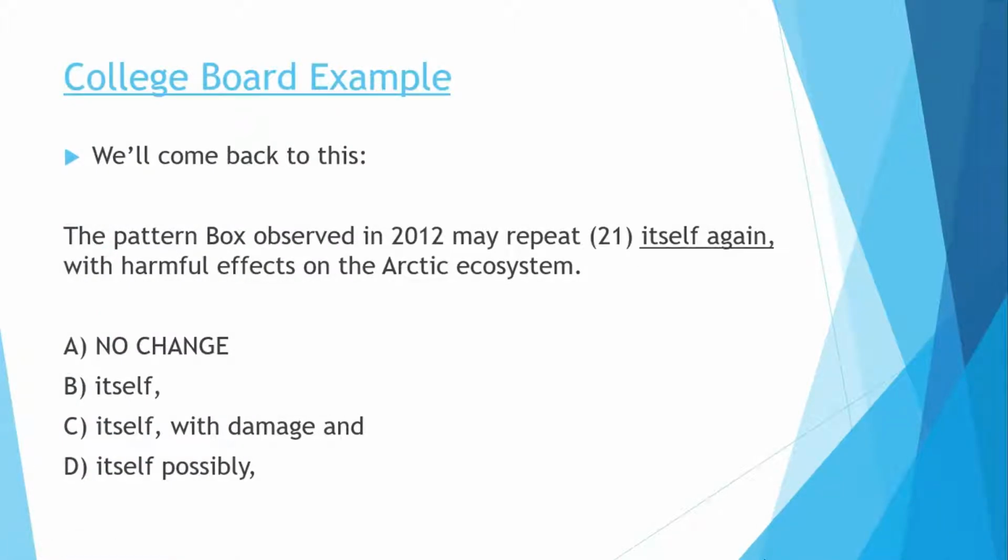Here's an example taken from the College Board. It comes from one of their practice tests, and we'll come back to this later in the lesson. Let's read it. The pattern box observed in 2012 may repeat itself again with harmful effects on the Arctic ecosystem. Your choices are A, no change, B, itself, comma, C, itself, comma, with damage and D, itself, possibly.